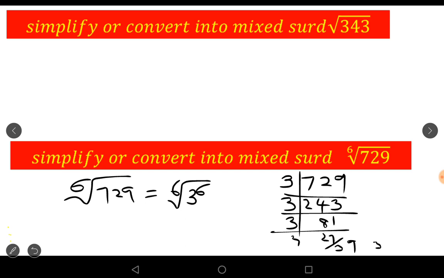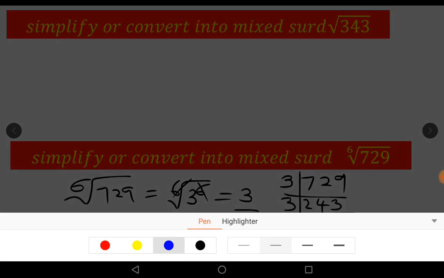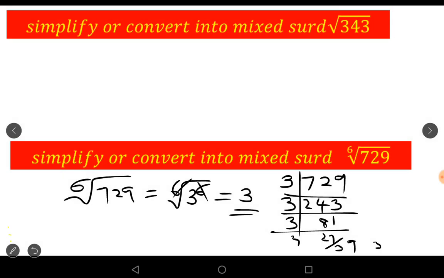Observe here: 1, 2, 3, 4, 5, 6. Total 6. The order and the power of the radicand are the same, so they cancel. After that, 3 is the rational number. Okay students, this is the method to convert a pure surd to a mixed surd.